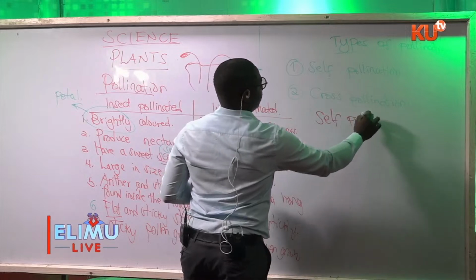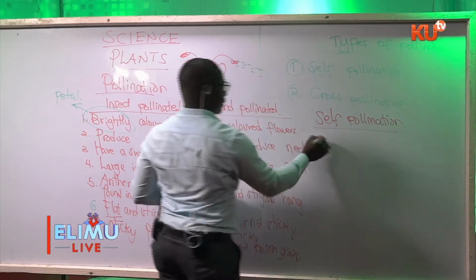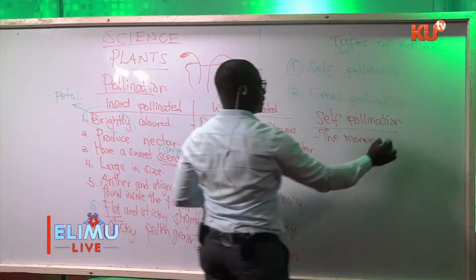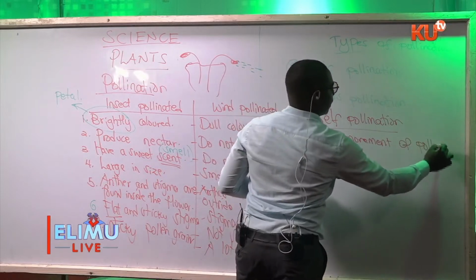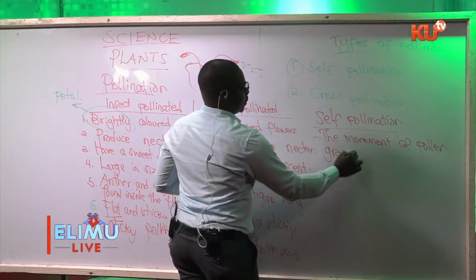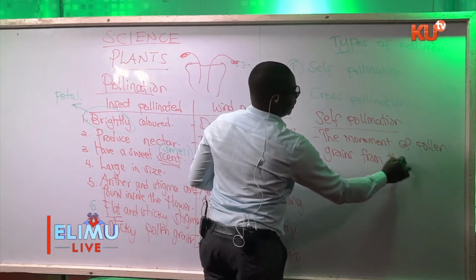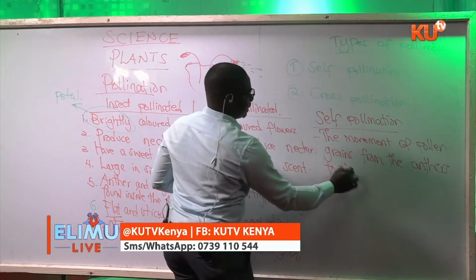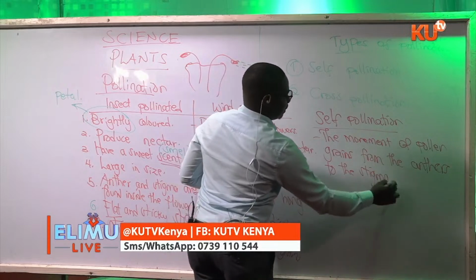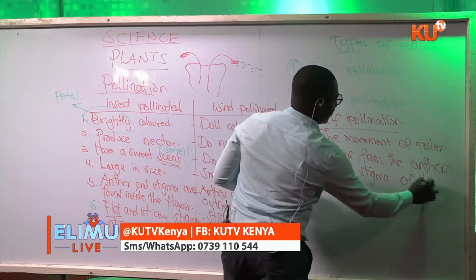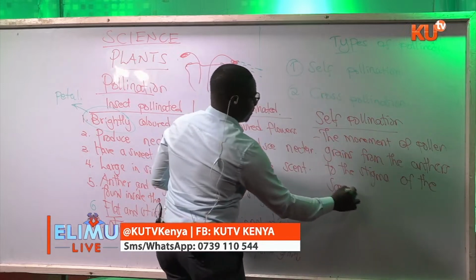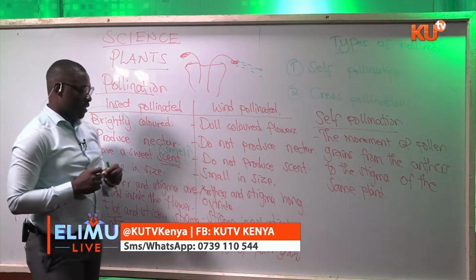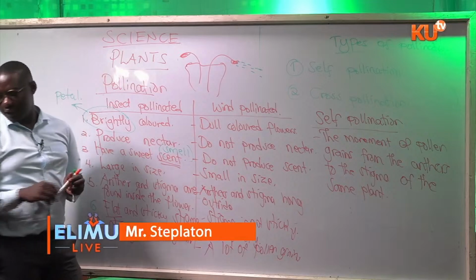So self-pollination, the movement of pollen grains from the anthers to the stigma of the same plant. Self-pollination, the movement of pollen grains from the anthers to the stigma of the same plant.